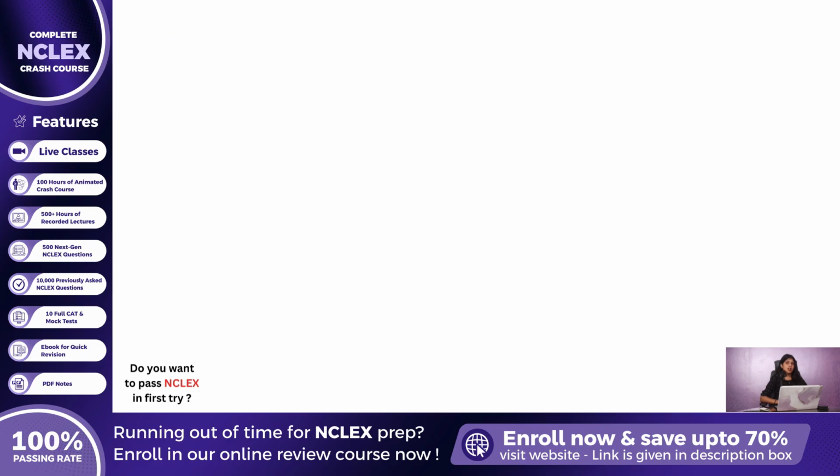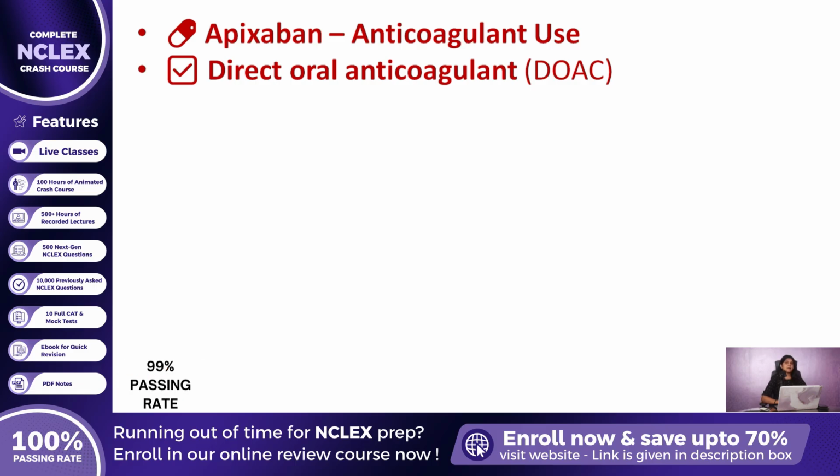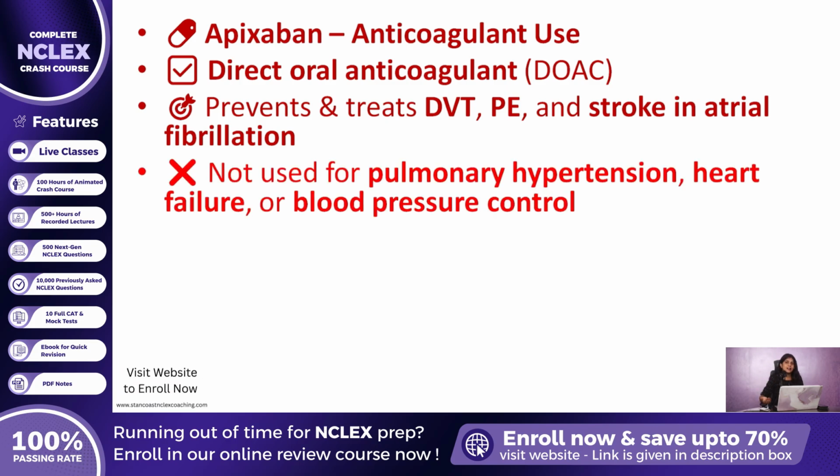Here is the rationale. Apixaban is a direct oral anticoagulant that prevents and treats deep vein thrombosis and pulmonary embolism. It is also used for stroke prevention in atrial fibrillation. It is not indicated for pulmonary hypertension, heart failure, or as a blood pressure medication.